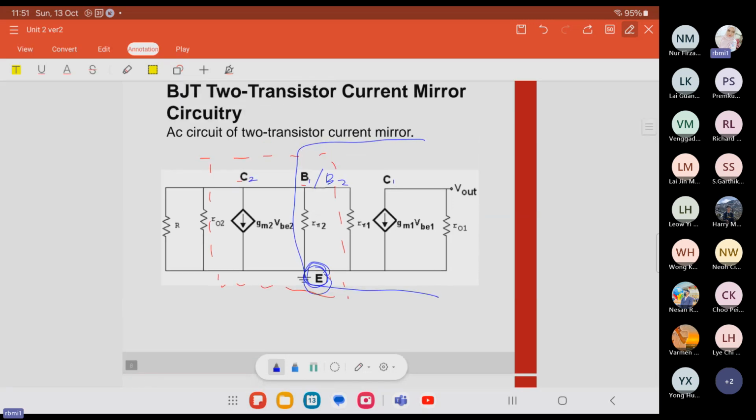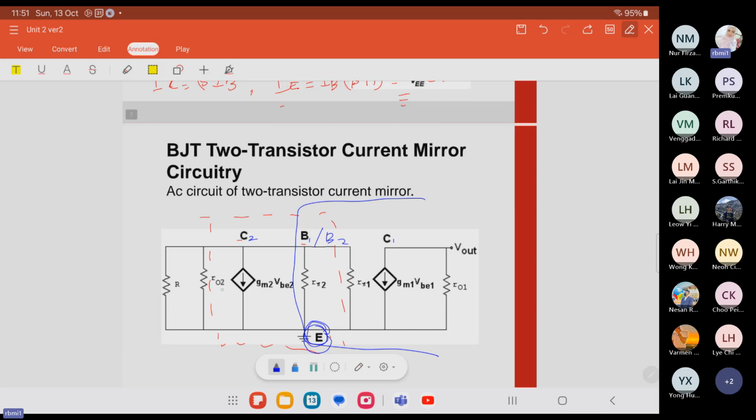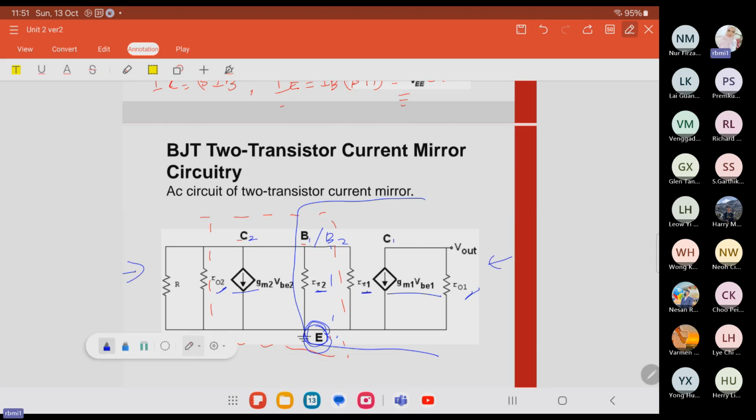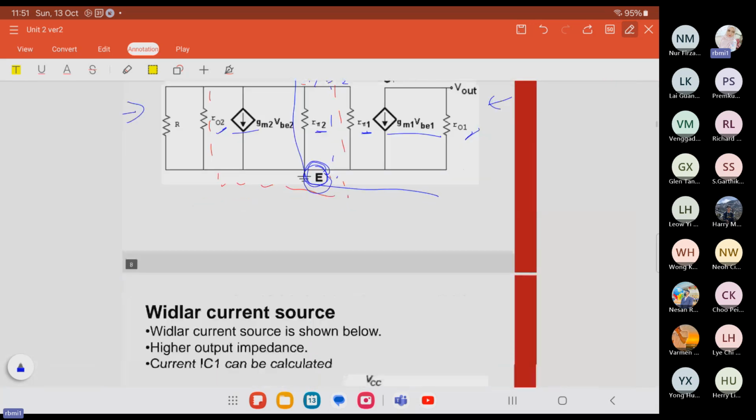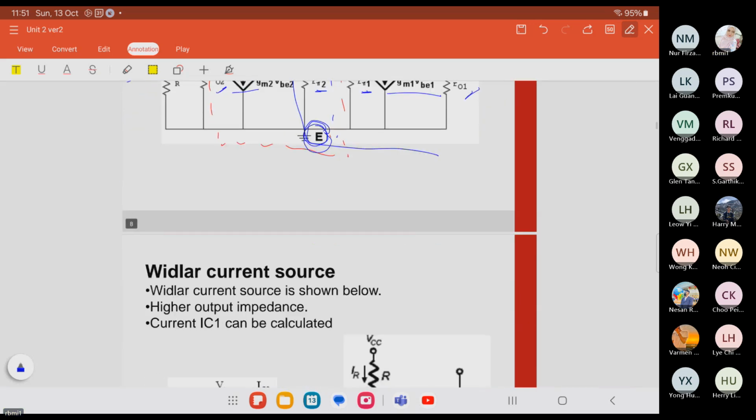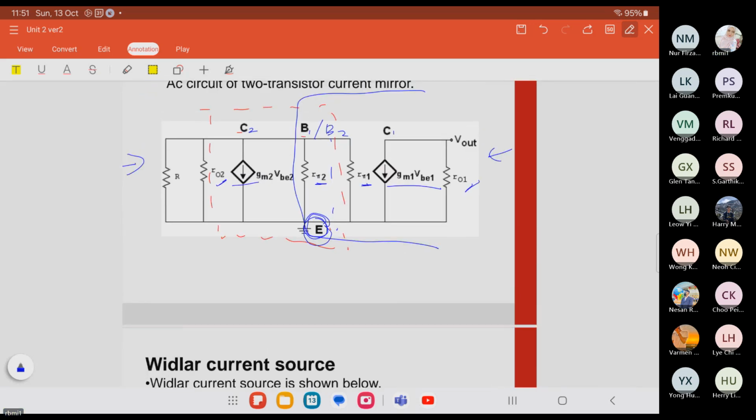The parameters that do not connect here are the RO2 and RO1. This is R pi 2 for Q2 on this side, and R pi 2 for Q1 on this side. Okay, this is the current mirror for these two BJT transistors in AC analysis. For here, this view is for R in, and this view is for R out.